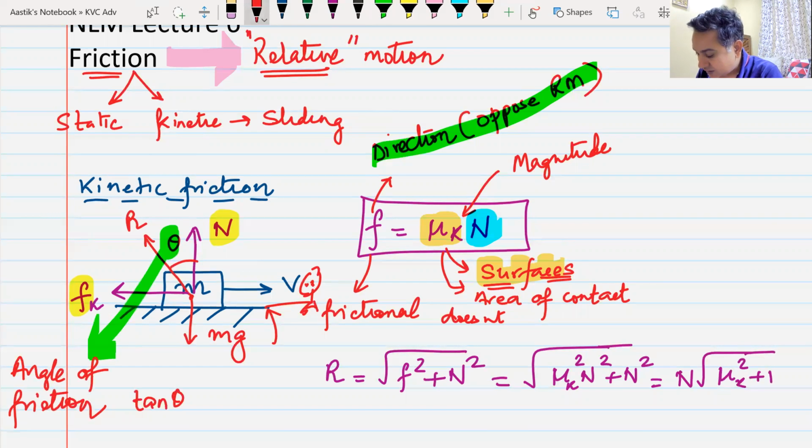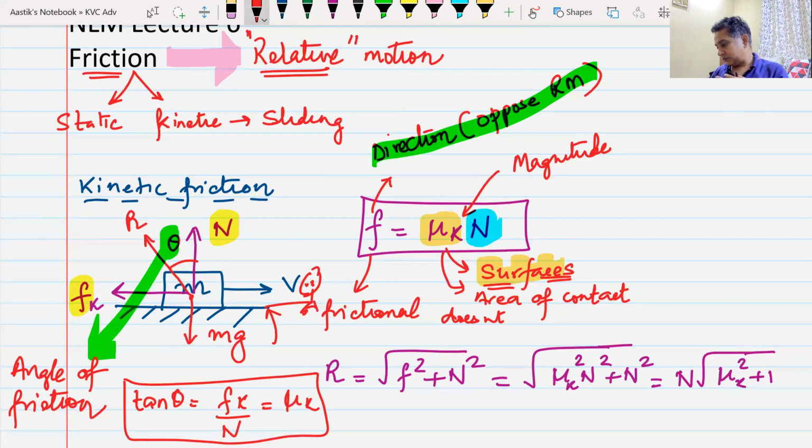And the value of this tan theta is Fk divided by N. Now Fk is mu k into N. So this tan theta simply becomes equal to mu k. Do we understand this, my dear friends? This is known as angle of friction.